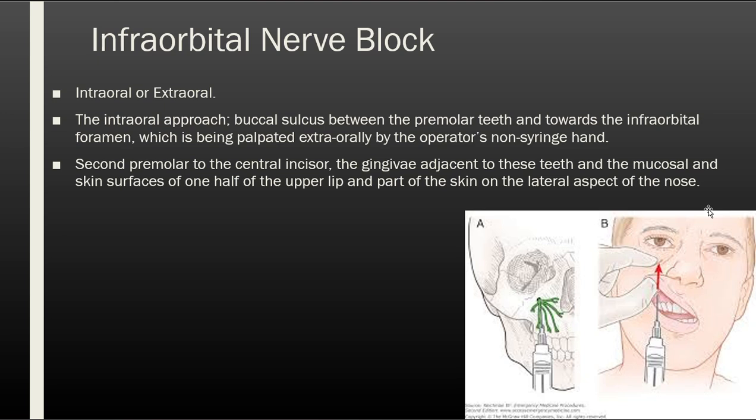For the infraorbital nerve, we can go intraorally between the premolars and the canine towards the infraorbital foramen. We try to touch it from the extraoral side, and this will anesthetize from the second molar to the central incisor with the infraorbital area and the lateral nose. For the extraoral approach, we go immediately at it, but we prefer not to use it because the patient will be afraid, like, why is the dentist going to give anesthesia below my eye? So it's kind of difficult.